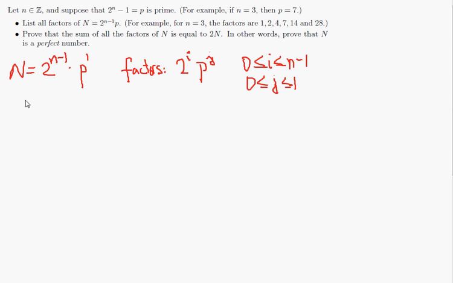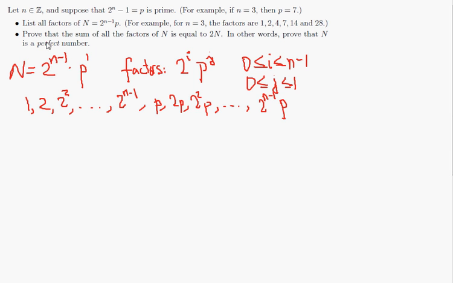So if I just list them out, it'd be 1, 2, 2 squared, up to 2 to the n minus 1, then p, 2 times p, 2 squared times p, up to 2 to the n minus 1 times p, which of course is the original number, capital N.